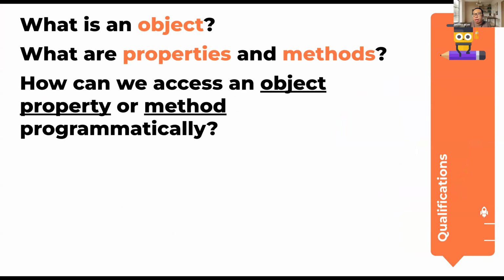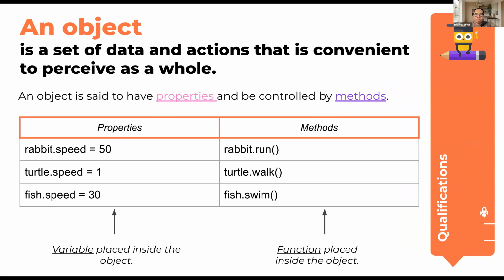Before we go to the topic, let's review a little bit, in case you forget things. So how about objects first? How about properties and methods? Do you still remember these things?